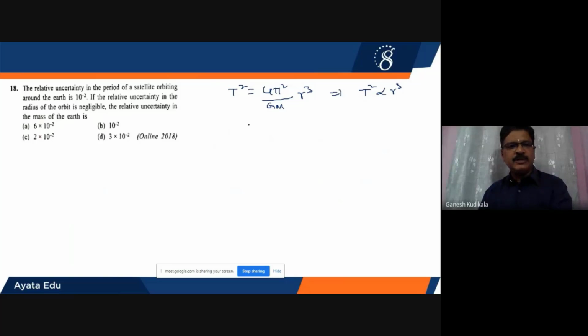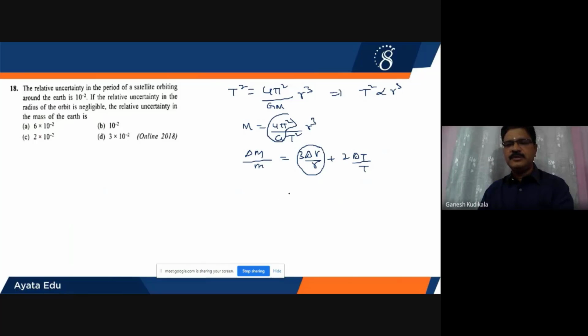From this, let us find the mass, because he is asking to find the uncertainty of mass. Therefore, M will be equal to 4 pi square divided by G into T square into R cube, in which these are all constants. Therefore, delta M by M will be equal to 3 into delta R by R plus 2 into delta T by T. Moreover, the first is negligible; he himself has said so in the problem. Delta T by T uncertainty is equal to 10 power minus 2. Therefore, the uncertainty in delta M by M now will be 2 into 10 power minus 2, 2 times. Therefore, it is option C. The 19th one.